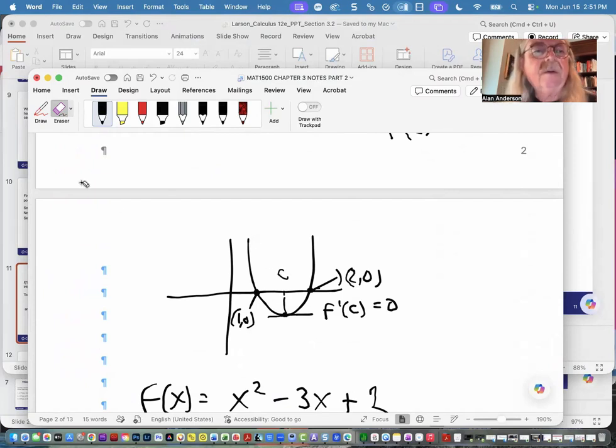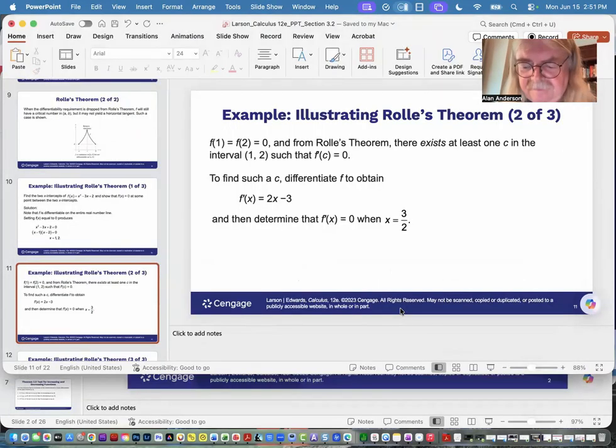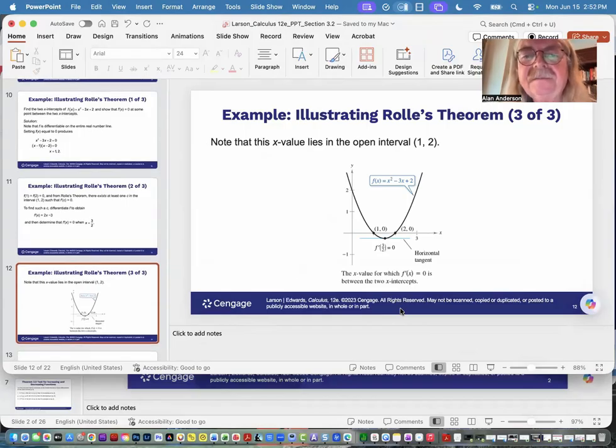And what we can see from the graph is that at that point, the tangent line to that point is horizontal, meaning that this derivative or slope is equal to 0. And this is, of course, now a critical number. And you can see from the graph that this is a relative minimum. And there it is.